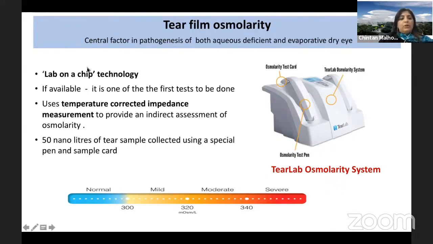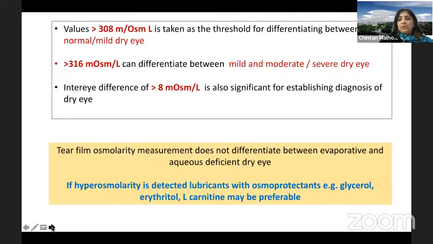So either this or the non-invasive TBUT, either one of these can be one of the first tests. This is basically a lab-on-a-chip technology, and it uses temperature-corrected impedance to provide an indirect assessment of osmolarity. 50 nanoliters of tear sample is collected in a card, and these pens are placed onto this osmolarity system, and a digital value is given in about 2 minutes.